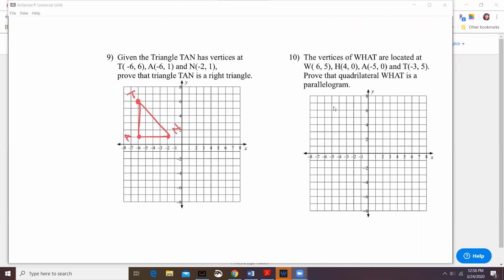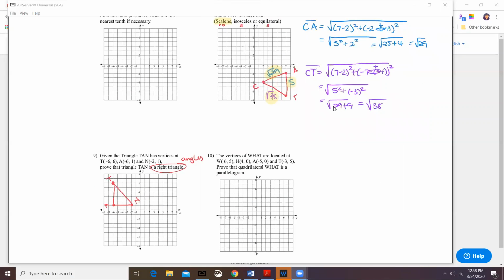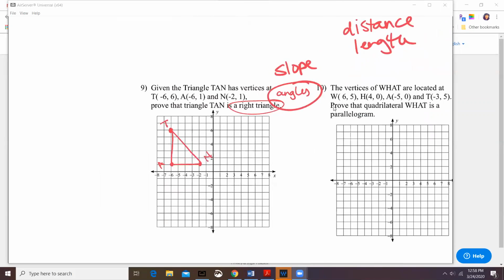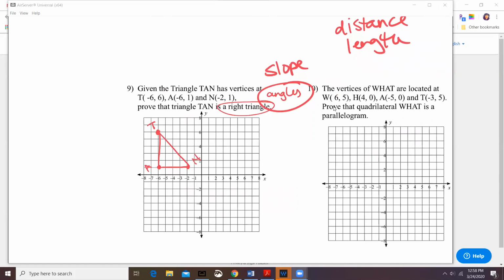All right, so this question says to prove that it's a right triangle. The right triangle has to do with angles. When I did number 8 up here, this had to do with the distance formula because you're talking about length of sides. So that's why I used that one. But with this right triangle, you're talking about angles, which means you're dealing with slope here. I had a lot of people give me the length of the sides on the question that was similar to this on your study guide.